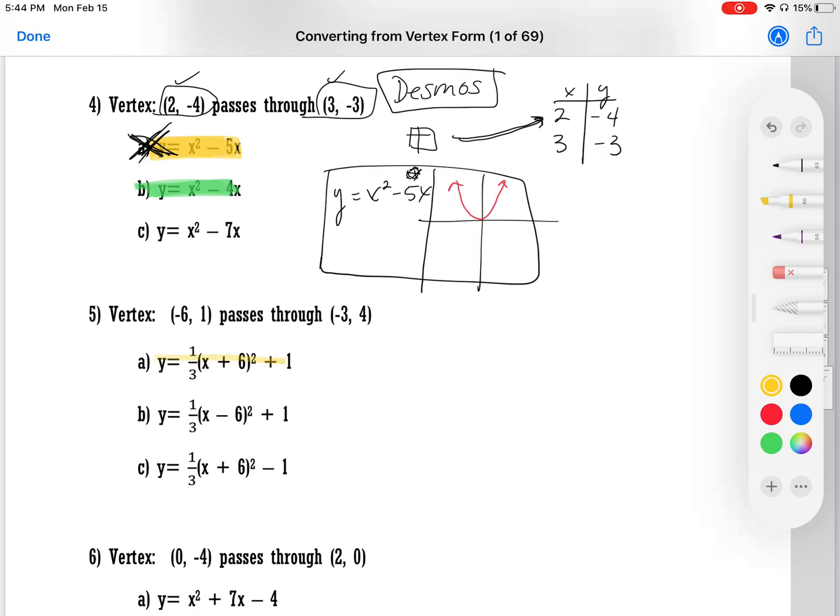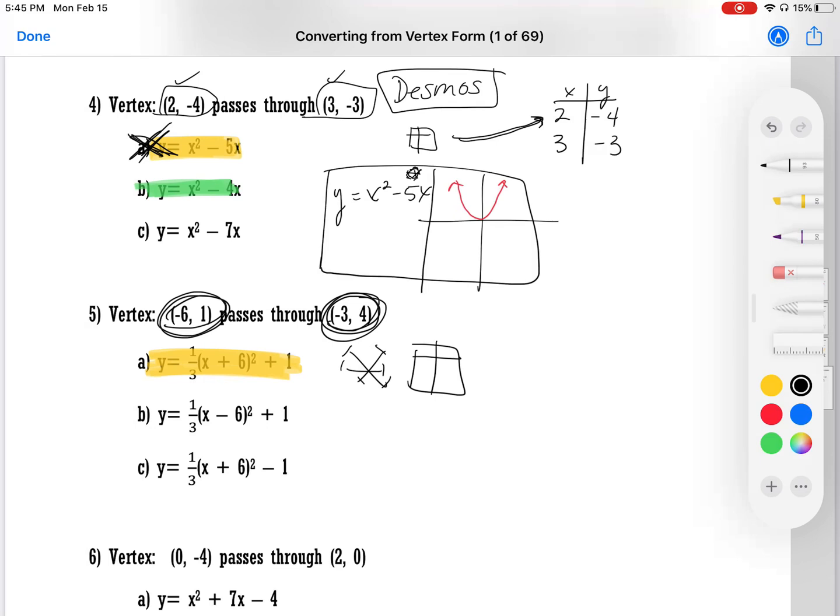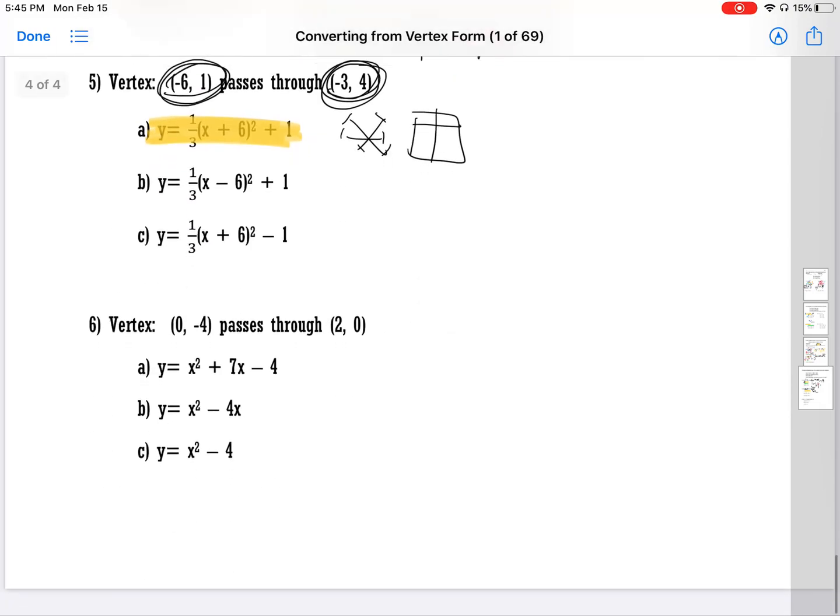So when you're ready on number 5, same thing. Type this into Desmos. Click the button that looks like this. Click the table. And then check. Does -6 go with 1 on the table? Does -3 go with 4 on that table? If it does, then you're good. If it doesn't, then try B. Okay, so that's how we can check these using Desmos.